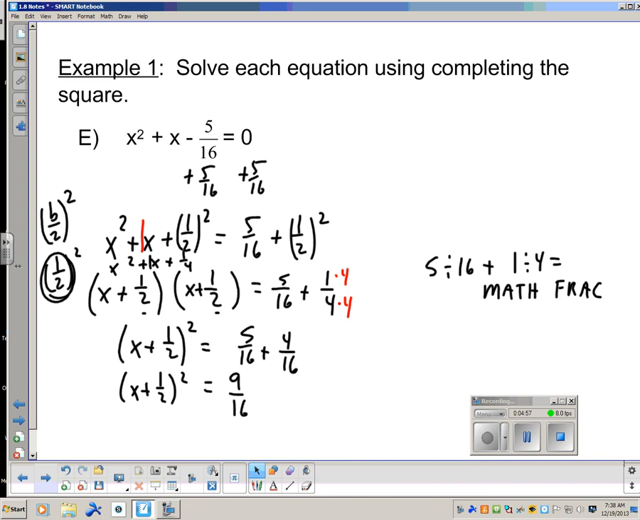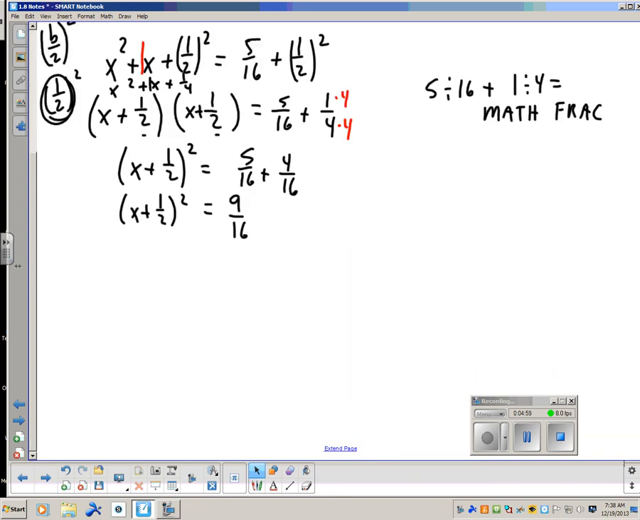So now I'm simply going to go ahead and take the square root of both sides. Don't forget it's plus or minus. So you get x plus 1/2 on the left-hand side. Over here, plus or minus the square root of 9, up in the numerator there is 3. The denominator, the square root of 16, there is 4.